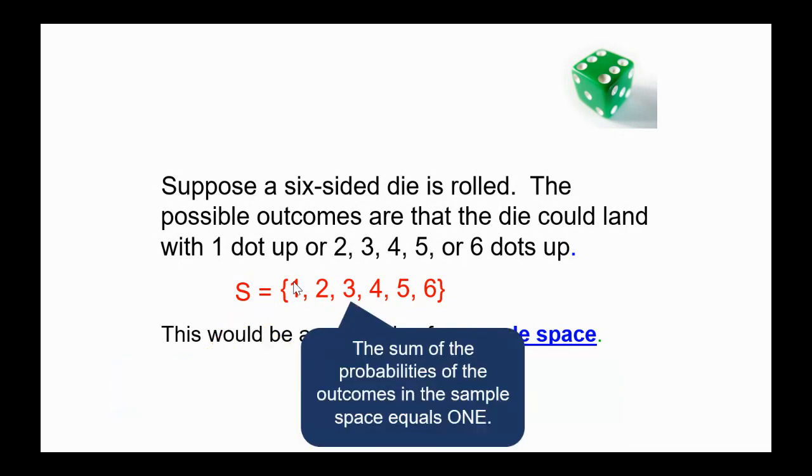That's because the sum of the probabilities of all outcomes in the sample space equals 1. As a percent, we'd say 100%, but with probabilities, you typically use decimals. So the sum of the probabilities of the outcomes in the sample space equals 1. And the word one is a blank.